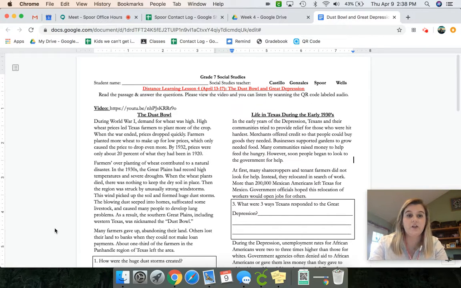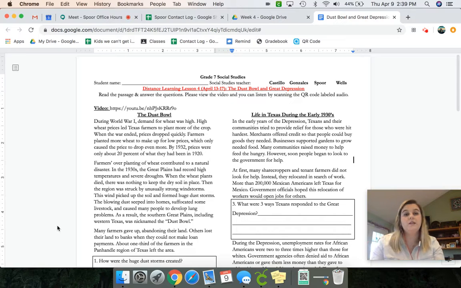In the 1930s, the Great Plains had record high temperatures and severe droughts. When the wheat plants died, there was nothing to keep the soil in place. Then the region was struck by unusually strong windstorms. This wind picked up the soil and formed huge dust storms. The blowing dust seeped into homes, suffocating some livestock and causing many people to develop lung problems. As a result, the southern Great Plains, including western Texas, was nicknamed the Dust Bowl.